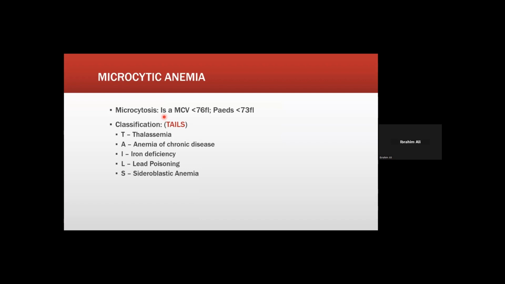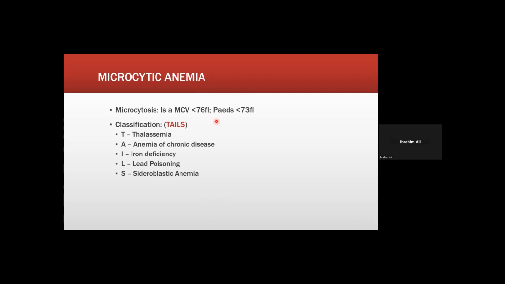As I told you, some books say the normal range for MCV is 80 to 100 femtoliters, but according to your notes, it is between 76 to 96 femtoliters. So if it is above 96 femtoliters, we'll say this patient has macrocytic anemia. And if it is below 76, we'll say this patient has microcytic anemia.